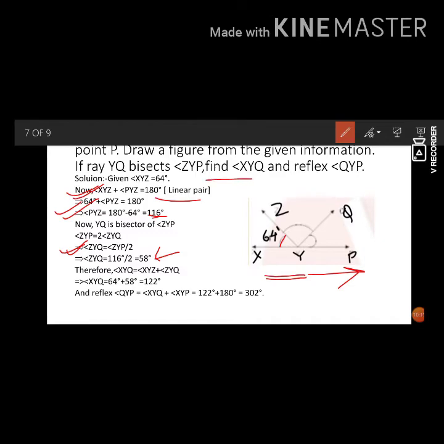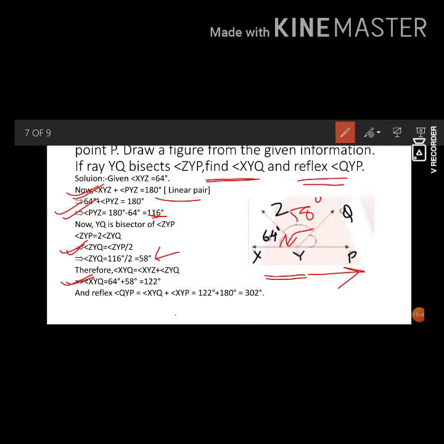Now the first thing required to find is the value of angle XYQ. That means this full angle XYQ. So we need to add XYZ to ZYQ. We are adding, and we get 64 plus 58, which is 122 degrees. Now this is the first part.